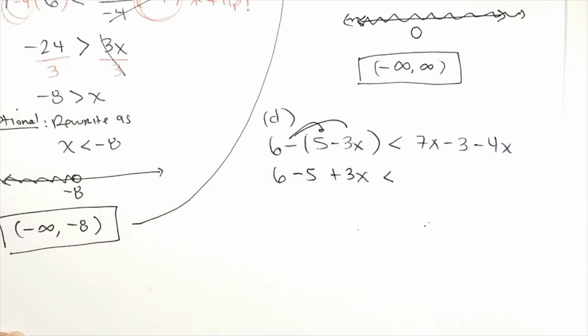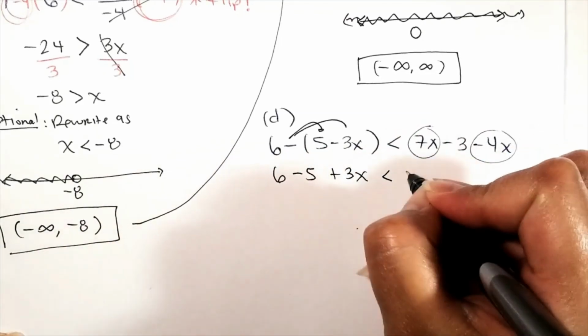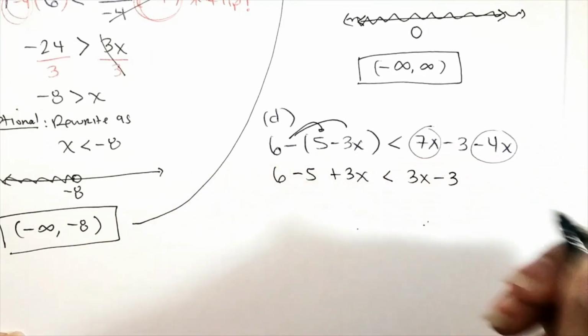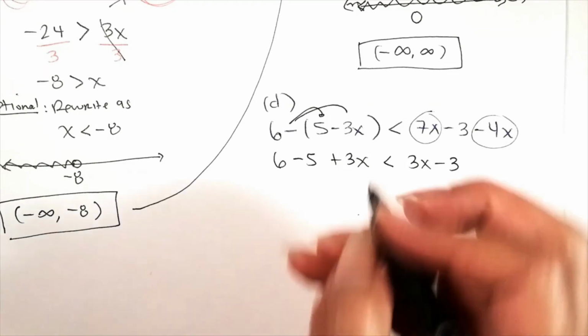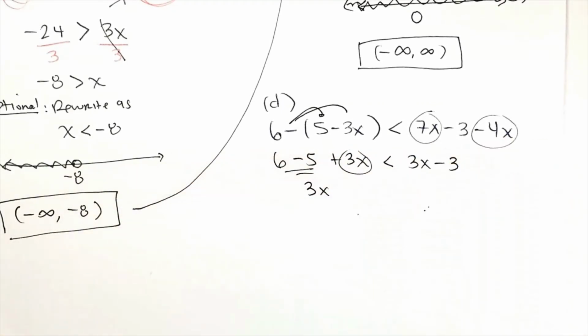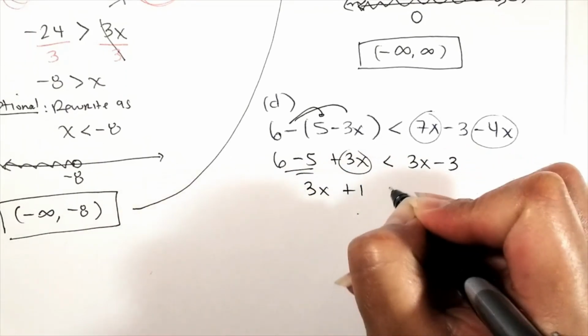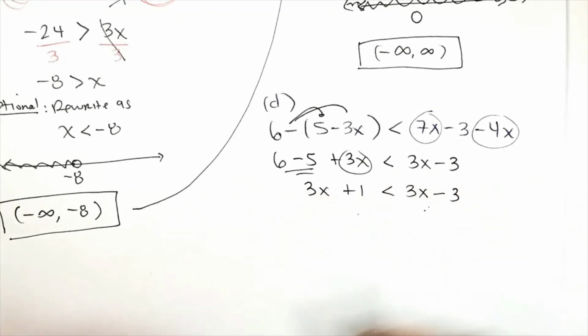On the right side, there's no grouping symbols, but we can definitely combine some of these. So 7x minus 4x is 3x. We bring down the rest of the problem. On the left side, it's not quite simplified, but we only have one variable term. And when we combine the constant terms, 6 less 5 will give us 1. And that should be less than 3x minus 3.